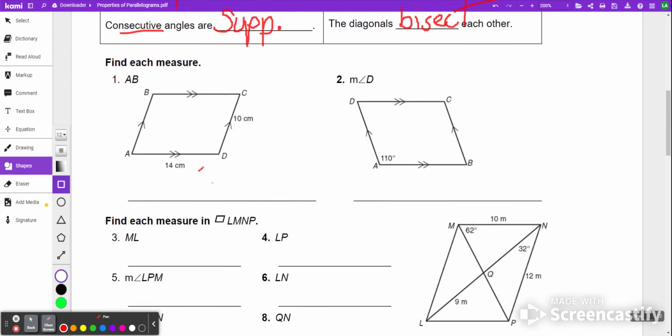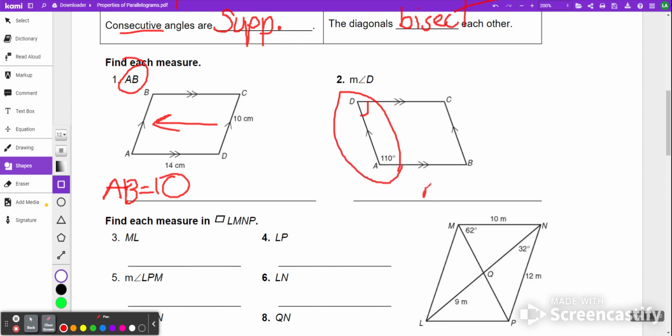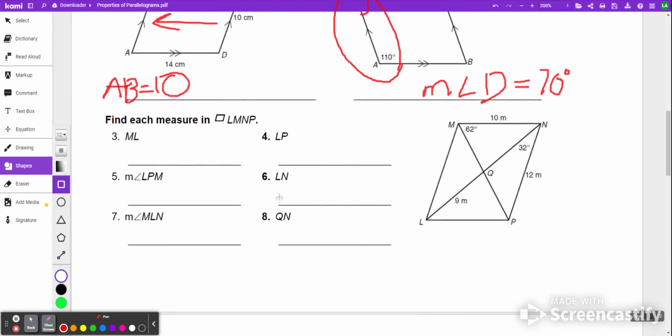Find each measure. Find AB. Well, it's the same as the other side, so 10. Specifically, AB equals 10. Remember, AB is a number. It's like X or Y. But in geometry, we use two letters to say the distance between. You guys know that. What's the measure of angle D? Well, I don't know. Is it supplementary with this side? Yes, it is. 70. Measure angle D, equally, 70 degrees.